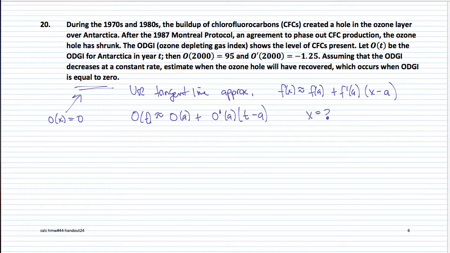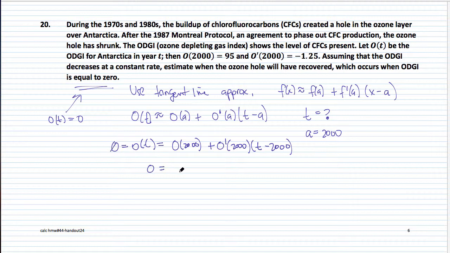So when is this t going to give us an O of t equal to 0? So in order to do that, we're going to use our a value that is 2000. This is our reference value. So when is O of t equal to 0? So we're going to set O of t equal to 0. So O of t is equal to O of 2000 plus O prime of 2000 times some t minus 2000. So we're looking for t in this case. And O of t is equal to 0.